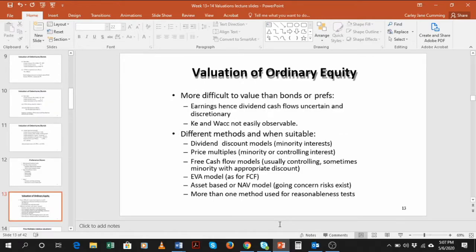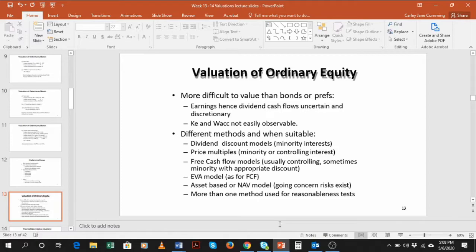So when we look at ordinary equity, we need to understand that often ordinary equity is more difficult to value than bonds or preference shares. The reason is that to value ordinary equity, we want to take the future cash flows that the ordinary shareholders will get and present value these. But what are the future cash flows made up of? The future cash flows will be made up of dividends, and often dividends and earnings are uncertain. This is often based on the economy of a company or the industry in which the company is operating. So dividends are not fixed, and this makes it difficult to predict or estimate what the future cash flows will be.